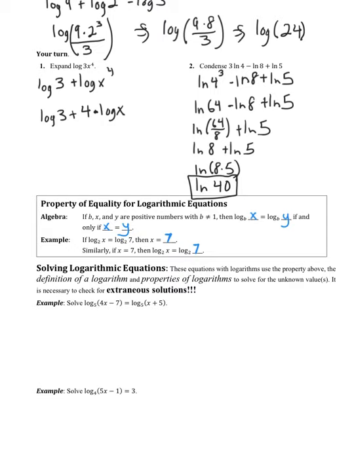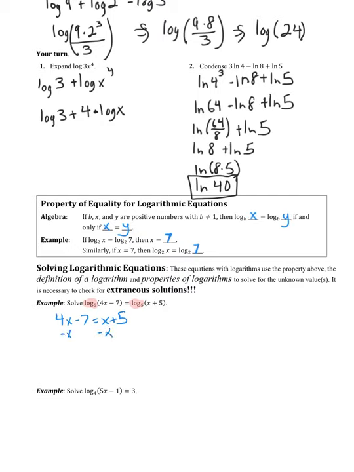Okay, so example 5 is kind of what I was talking about with this property of equality of logarithmic equations. We have 2 logs. Both of them are log base 5. And they're equal to each other. So this rule up above says then therefore the arguments should just be equal to each other. We can get rid of those log base 5s. That's kind of nice. So now we've got 4x minus 7 equals x plus 5. And I can just solve algebraically.